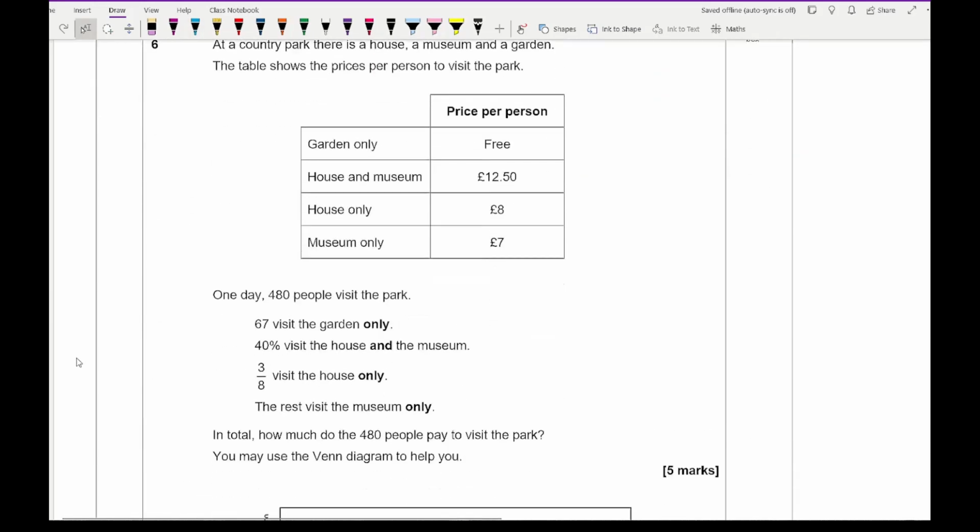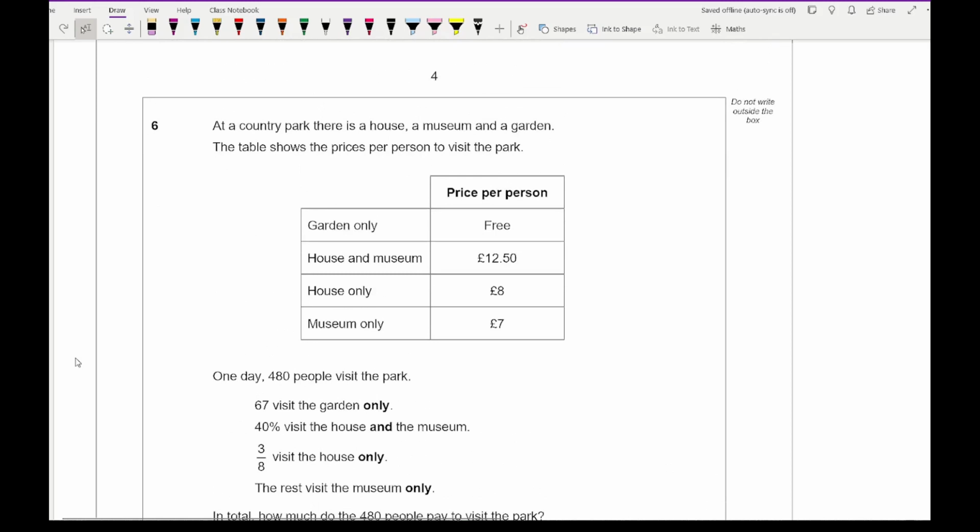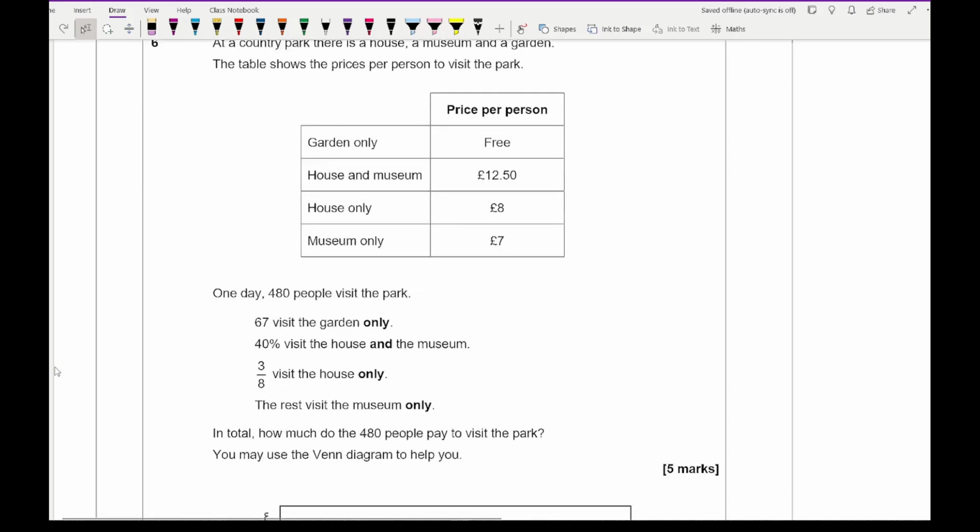Moving on to question 6, it says that in a country park there is a house, a museum and a garden. The table shows the prices per person to visit the park. And it says on day 1, 480 people visit the park, 67 visit the garden only, 40% visit the house and museum, 3/8 visit the house only, and the rest visit the museum only.